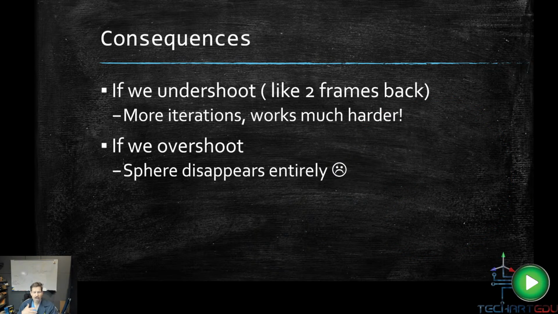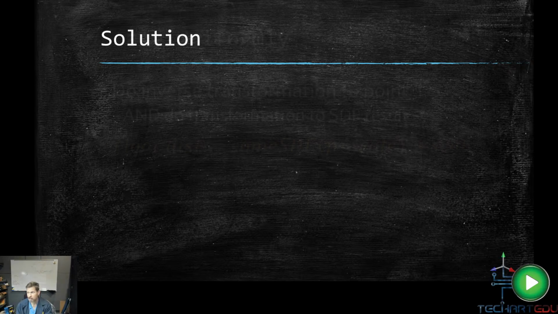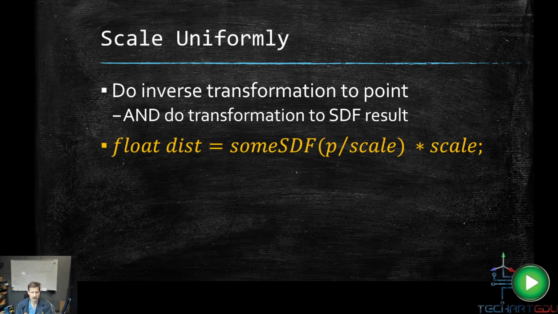If we undershoot, it's going to take more iterations and work much harder. But if we overshoot, that's really bad, because if we overshoot our volume entirely, then the entire volume is going to disappear altogether. And that isn't cool. So definitely the lesser of the two evils is to undershoot. So what we're going to do is modulate how much we go by. The solution is you do the inverse transformation to the point, and you transform the result of the SDF.